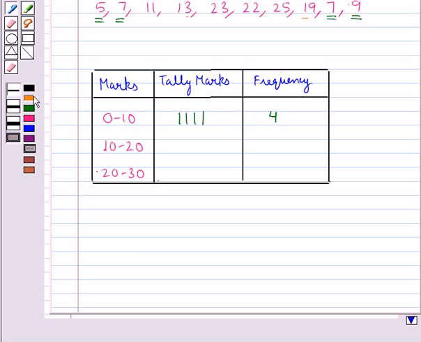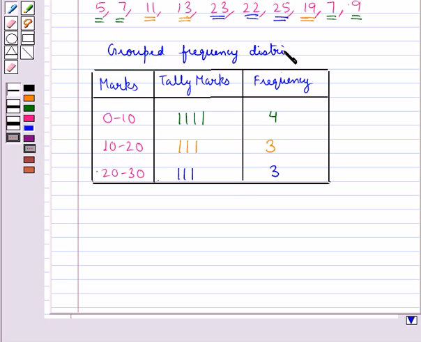Then the number of students getting the marks between 10 to 20 is given by 3. So there would be 3 tally marks and the frequency is 3. Number of students getting the marks between 20 to 30 are given by 3. So there would be 3 tally marks and the frequency is 3. So this is how we can group the data, and this distribution that we obtain is known as grouped frequency distribution.